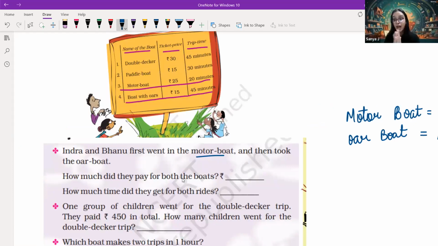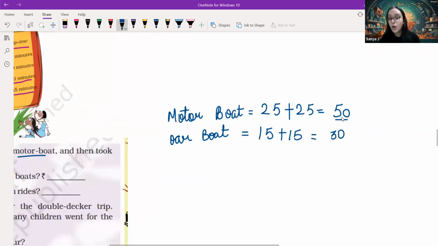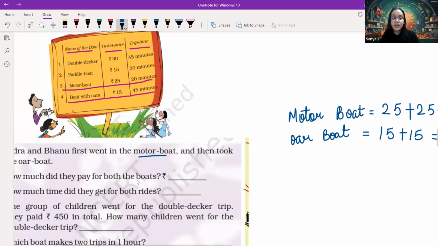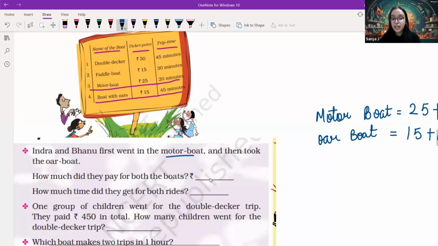How much they both have paid? Which means we will now add 50 and 30. And what is 50 plus 30? That is 80. So Indra and Bhanu have paid 80 rupees for both the boats. Okay? Alright. How much time did they get for both rides?